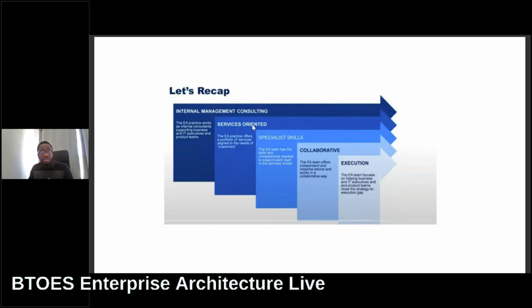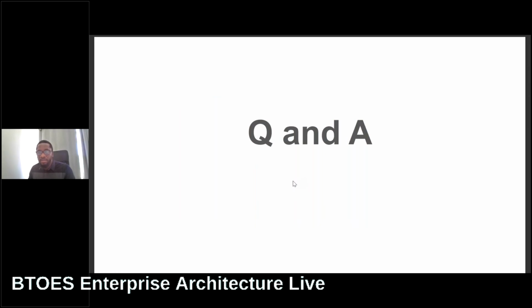And just to recap, these are some of the points that we've mentioned. Internal management consulting, services oriented in the sense that you have to have a portfolio of services that address directly in clear terms business outcomes. And then the specialist skills that I talked about, you have to come into the role with a business mindset. You have to be collaborative across every nook and cranny of the enterprise. And of course, execution is extremely key. So maybe we can go on with the questions and answers.